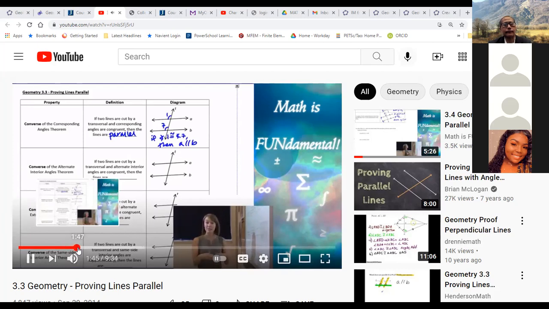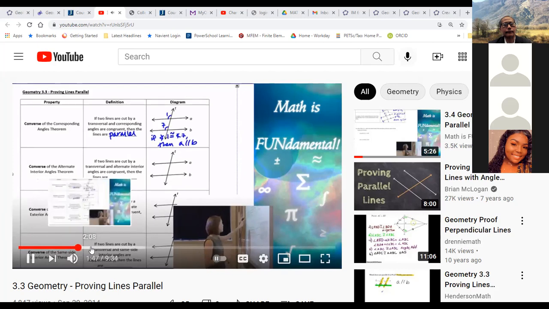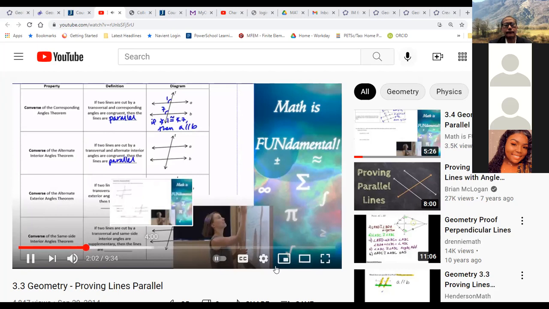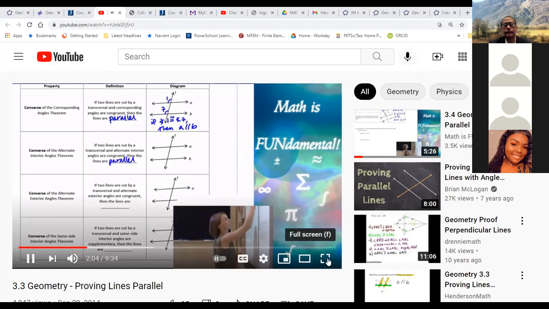Right. Similarly, let's look at the rest of the theorems. We have the converse of the alternate interior angles theorem. It states that if two lines are cut by a transversal and alternate interior angles are congruent, then the lines again are parallel. So let's look at alternate interior angles. So let's look at angle 3.